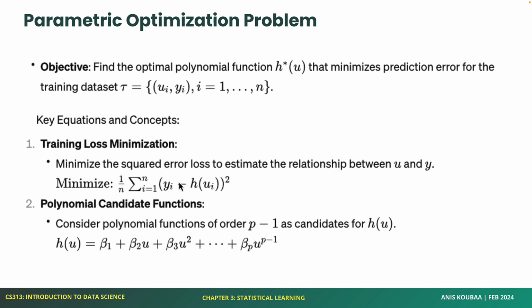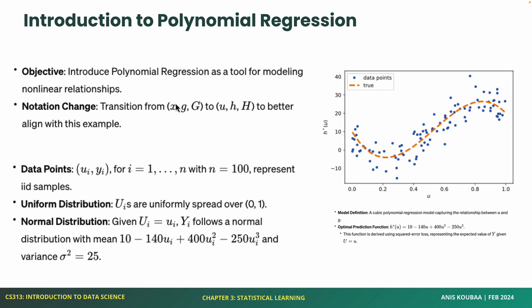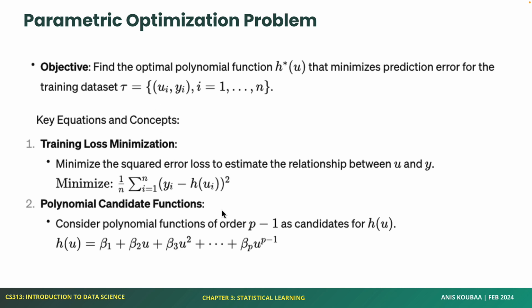What is u_i? Instead of using x in this example, we're going to use u. So yeah, it's the input. Okay, u is the x, is the input. This is the function h. This is the prediction, and this is the response. And here we want to minimize this value. Now the problem: how do we formulate mathematically the optimization problem?